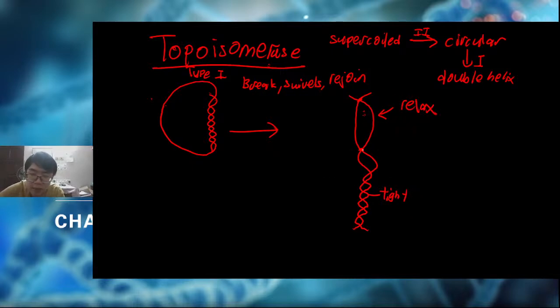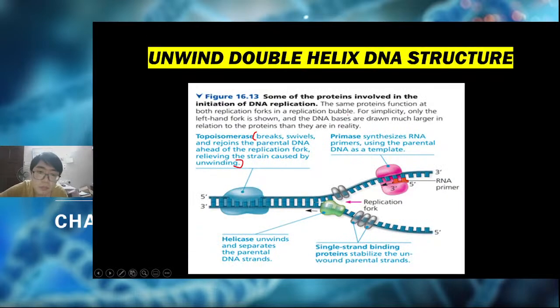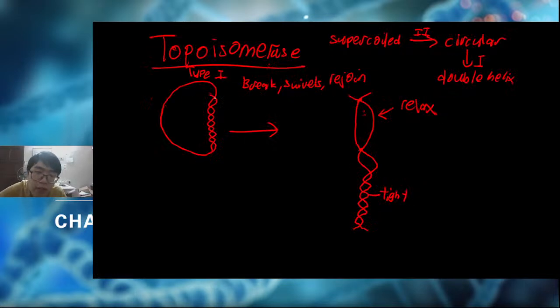Hanya satu bahagian saja. Tapi sepatutnya dia akan jadilah. Dan maksudnya ini akan buat DNA replication. It is ready to make a DNA replication already. So that is why it's break and swivel and rejoin. So it will break the DNA first, then it will swivel the DNA. Dia akan pusing DNA tu jadi dia kembang sikit. Lepas tu dia akan rejoin back the DNA, also forming a double helix structure, but in a more relaxed form compared to the tight form. Dia akan jadi relaxed lah. Awak tengok lubang tu jadi besar sikit.